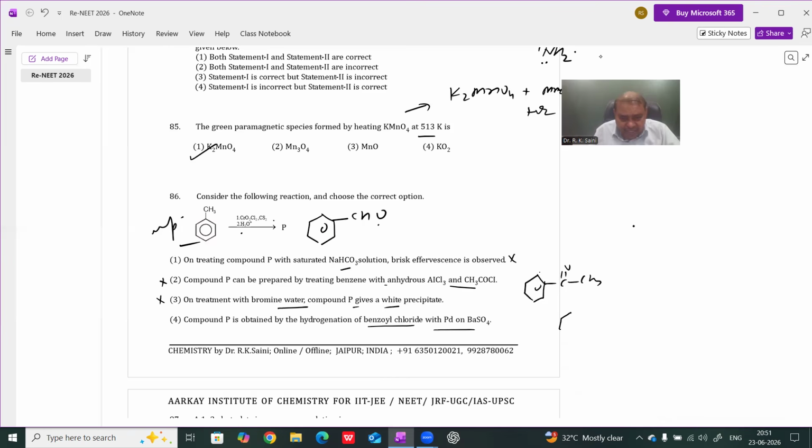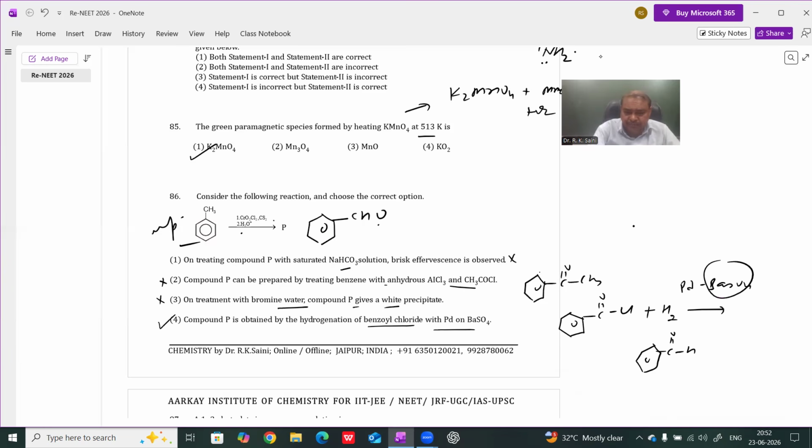Compound P can be obtained by the hydrogenation of benzoyl chloride with Pd-BaSO4. This is a very good reaction, also given in your NCERT book, and is known as Rosenmund reduction. When benzoyl chloride is reduced in presence of Pd and BaSO4, the product is benzaldehyde, where barium sulfate acts as a catalytic poison. Hence option 4 is correct.